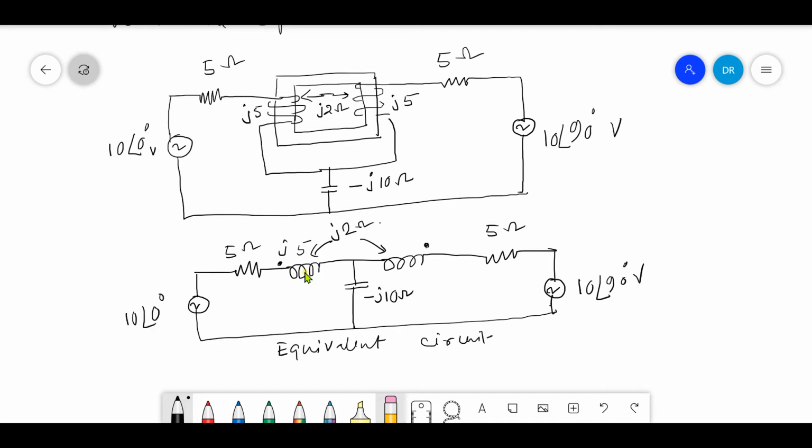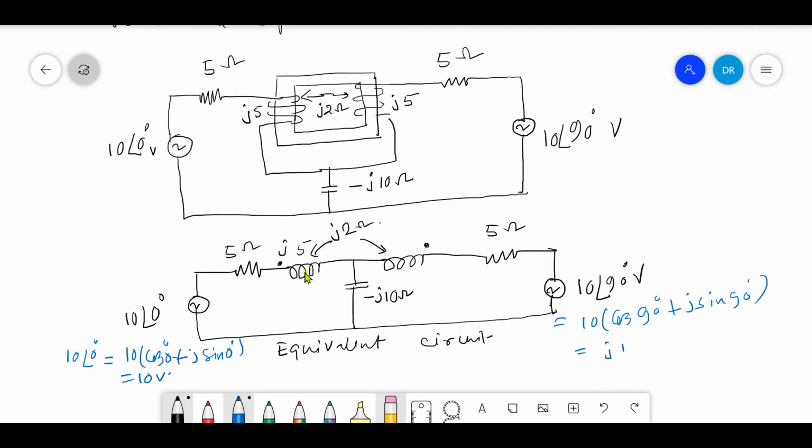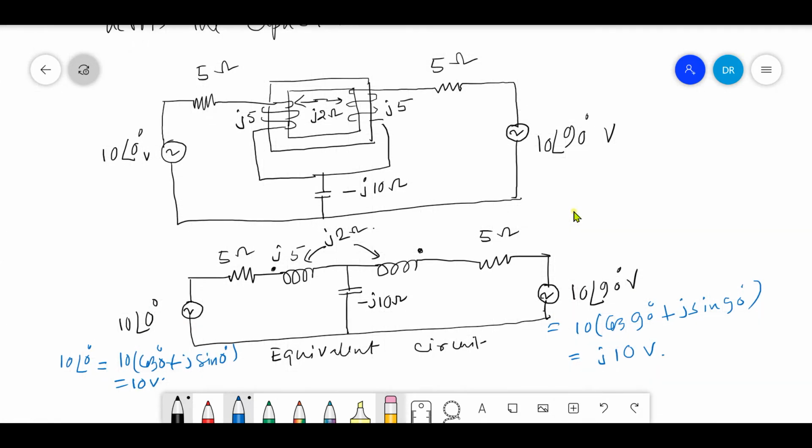Here the voltages are given in polar form, so we can convert them into rectangular form. 10 angle 0 degrees is equal to 10 cos 0 plus j sin 0. So this one is equal to 10 volt. Similarly, 10 angle 90 degrees is equal to 10 into cos 90 plus j sin 90, so it will be j10 volt.